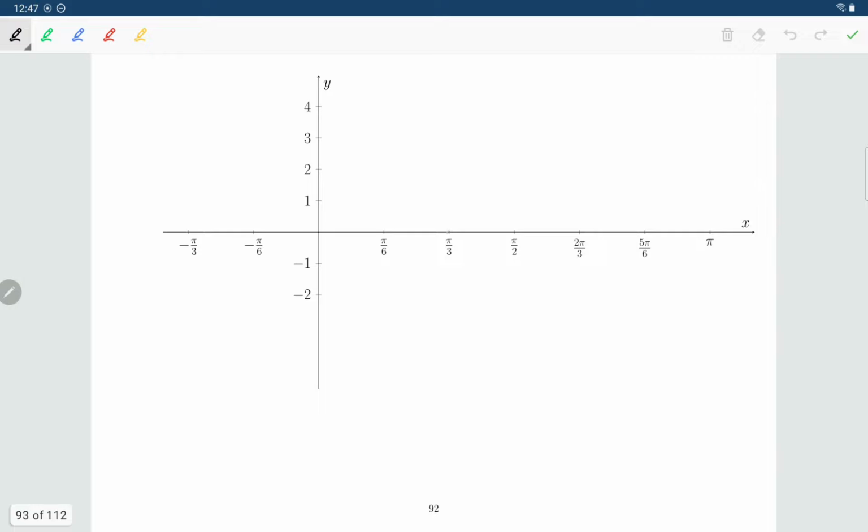We have pi over 3, 0. We have pi over 2, 2. We had 2 pi over 3, 4. We had 5 pi over 6, 2. And pi, 0. And if we want another cycle, we just need to repeat that pattern. So from that point, pi over 3, 0, the y values would go up to 2, then up to 4, then down to 2, then back to 0.